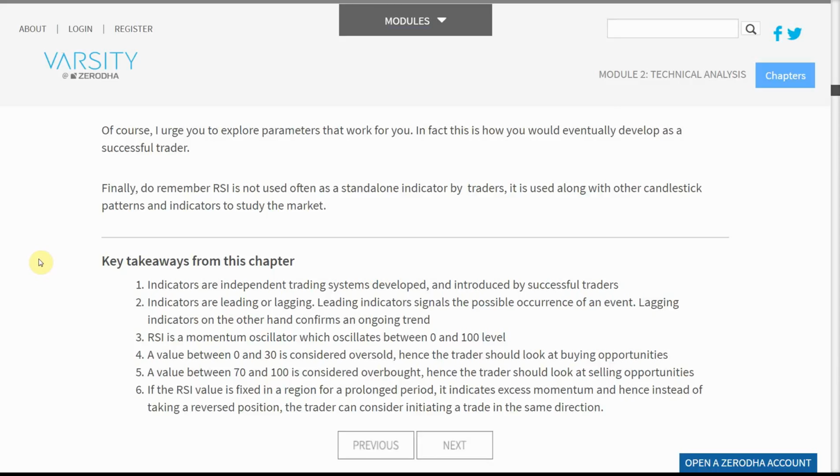If the RSI value is fixed in a region for a prolonged period, it indicates excess momentum, and hence instead of taking a reversed position, the trader can consider initiating a trade in the same direction.